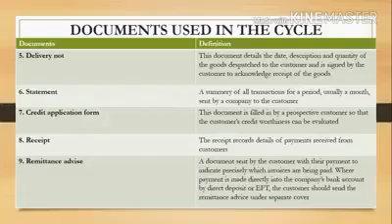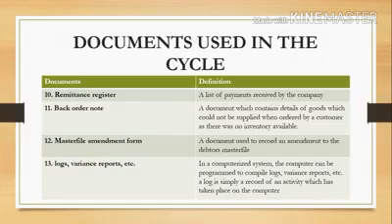Number 10, remittance register, a list of payments received by the company. Number 11, back order note is a document which contains details of goods which could not be supplied when ordered by a customer, as there was no inventory available. Normally we use a back order note if a customer orders goods and those goods are out of stock. We will do a back order note so that when stock arrives, we can firstly deal with the customers that we have done back order notes for.